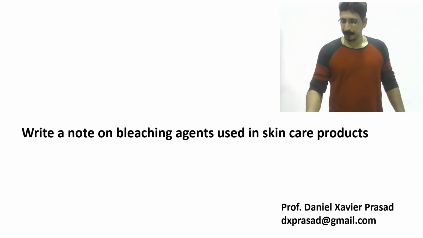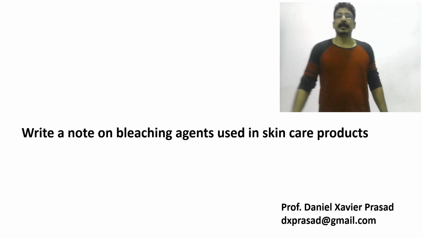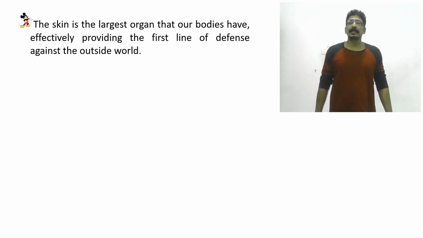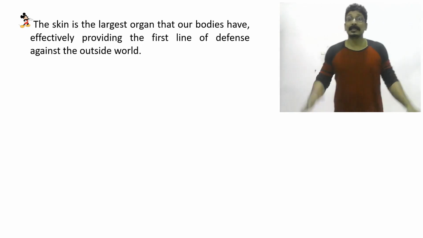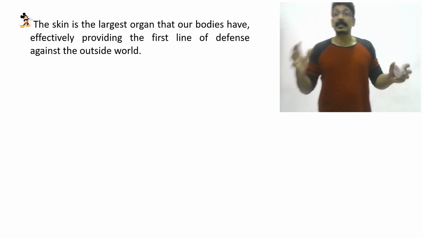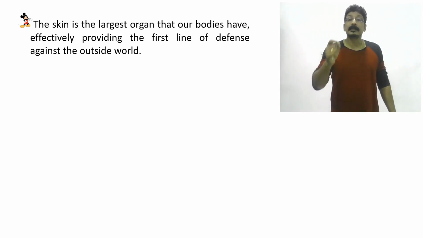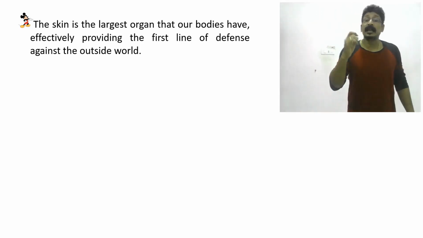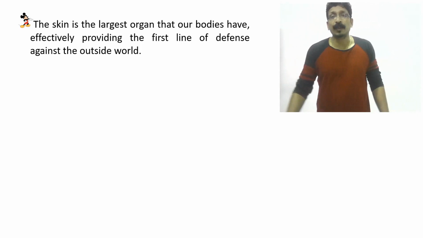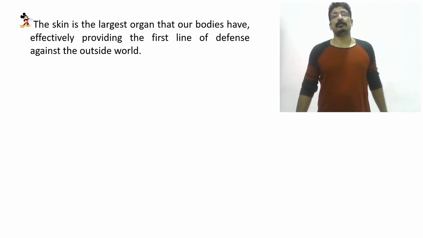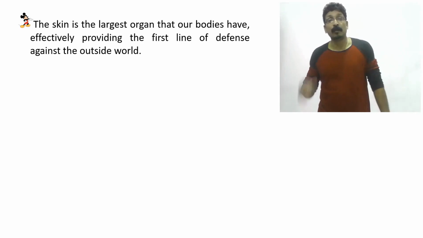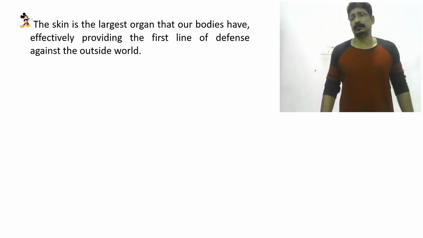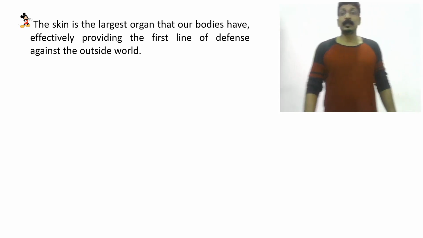And here we are discussing today, first we will go regarding the skin. You know, the skin is a very, very important part in our body. Skin is the largest organ that our bodies have, effectively providing the first line of defense against the outside world. We know that it has a large surface area which gives us protection whenever a foreign body or anything comes to our structure. So that's the main defensive organ. So that's what first we are talking about, skin.